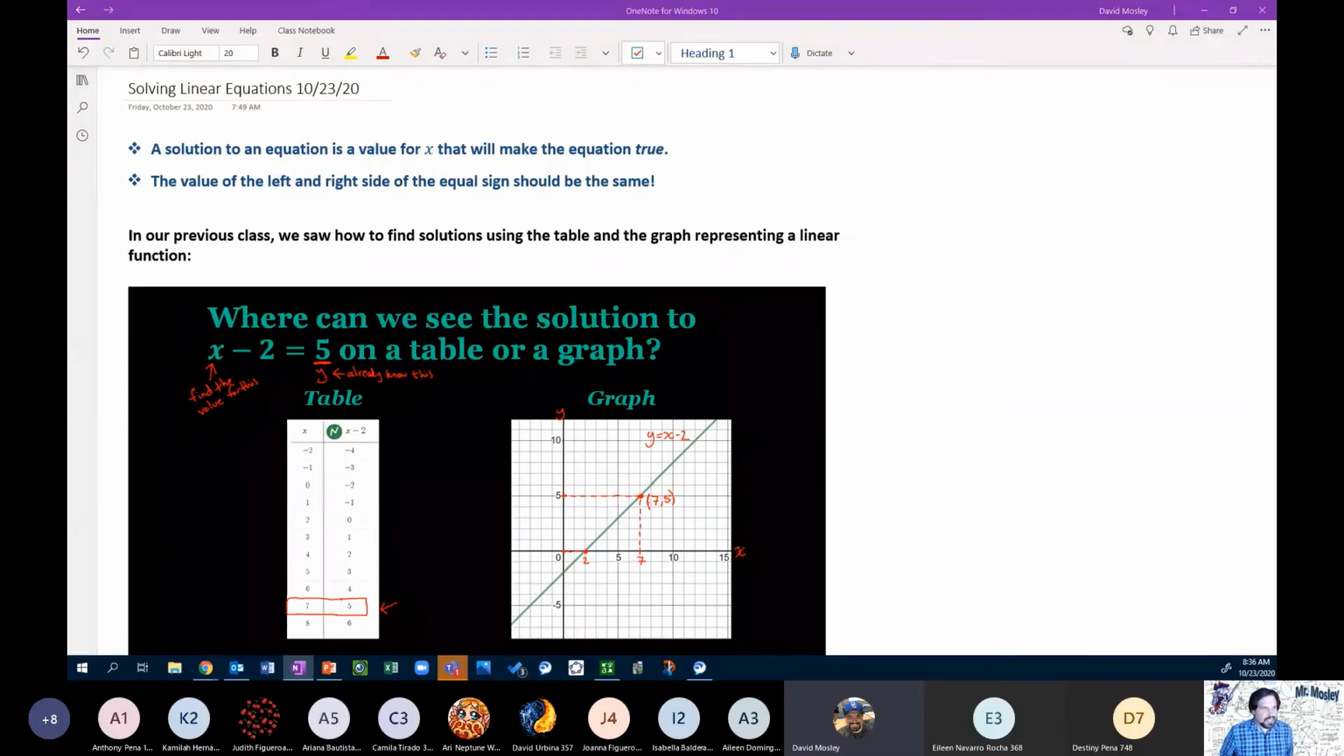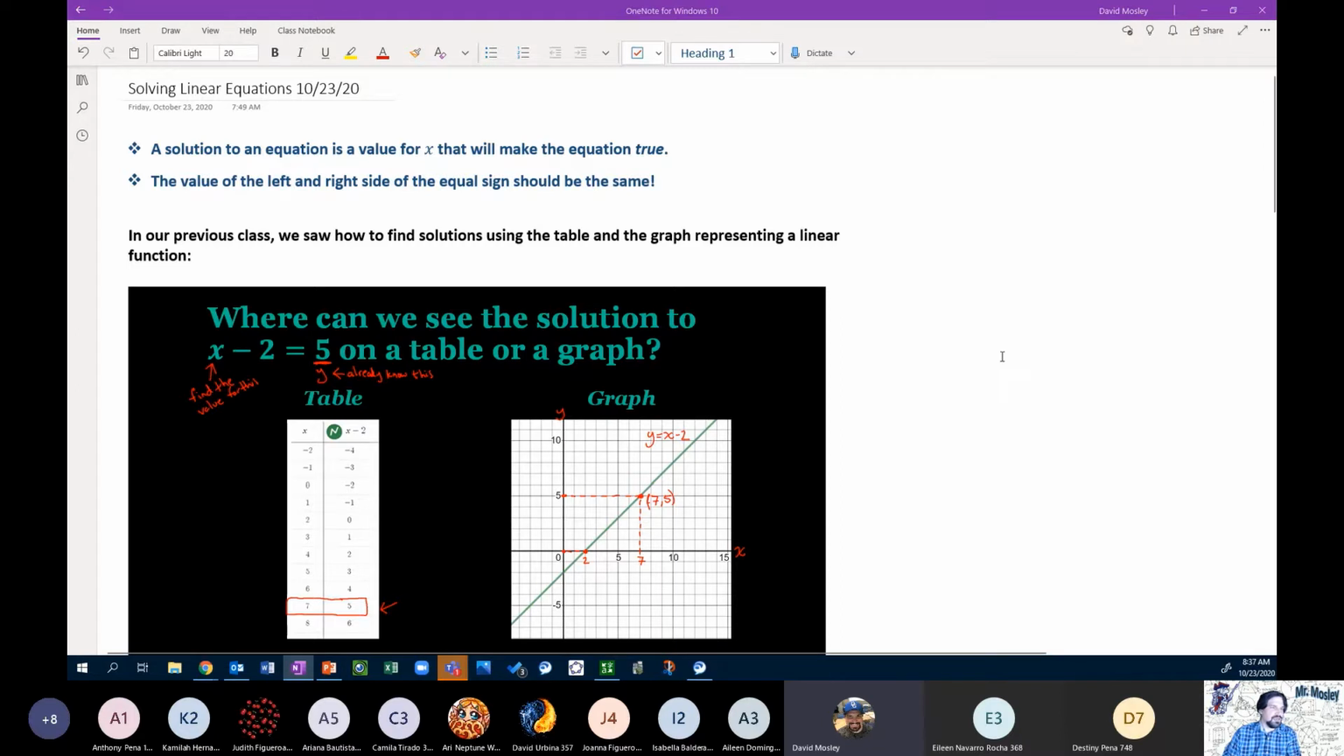So if you were with us last class, you will recognize some of this stuff. We're moving forward with solving linear equations. Last time, we looked at a couple of ways of solving linear equations with the table and graph. As a reminder, a solution to an equation is a value for x that will make the equation true.